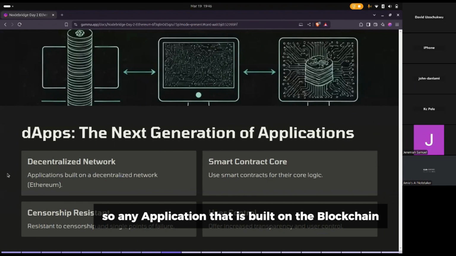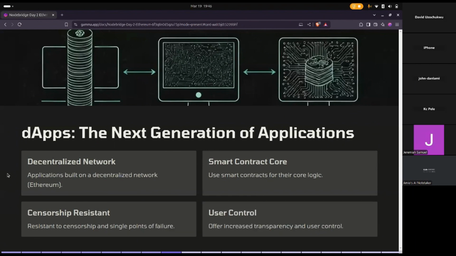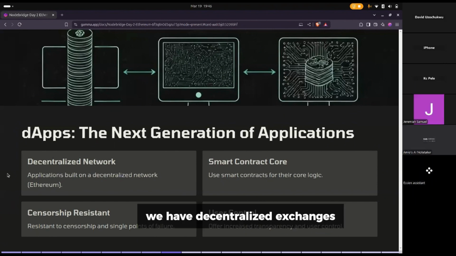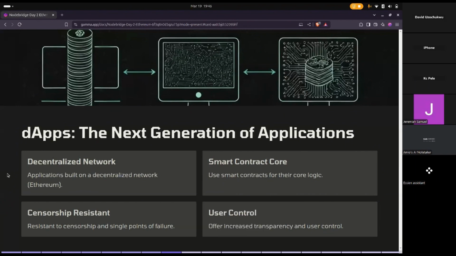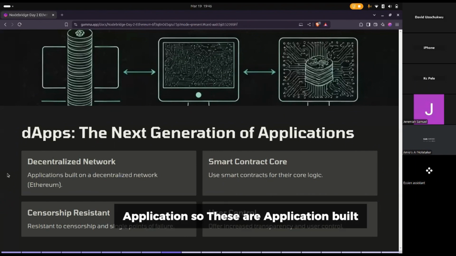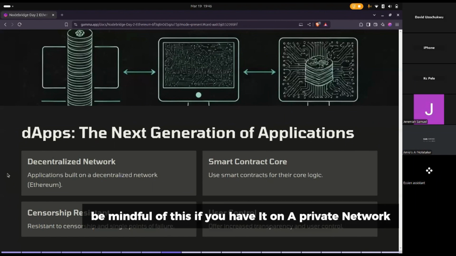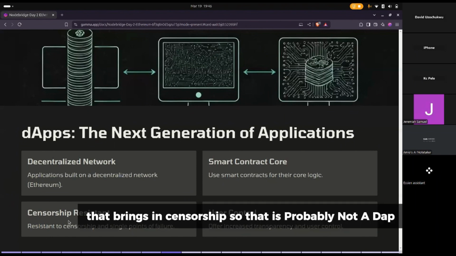Any application that is built on the blockchain that is decentralized, because we have centralized exchanges, and we have decentralized exchanges. So sometimes it is specified, but those are dApps, decentralized applications. These are applications built on a decentralized network. Be mindful of this: if you have it on a private network, that brings in censorship.